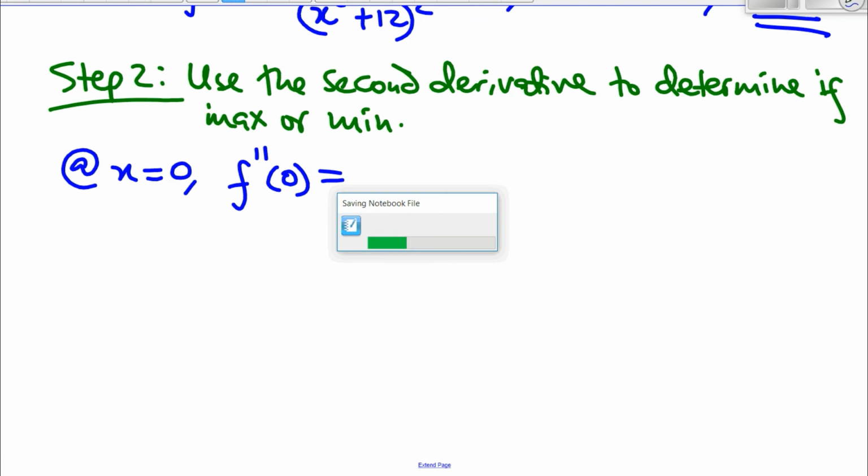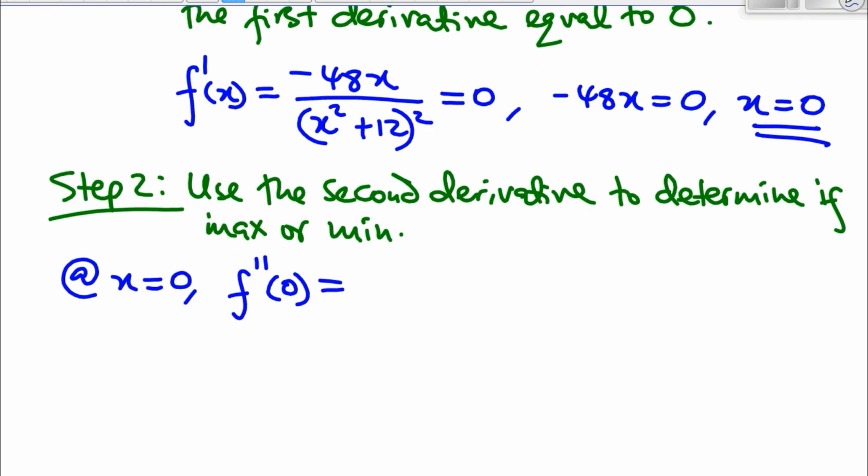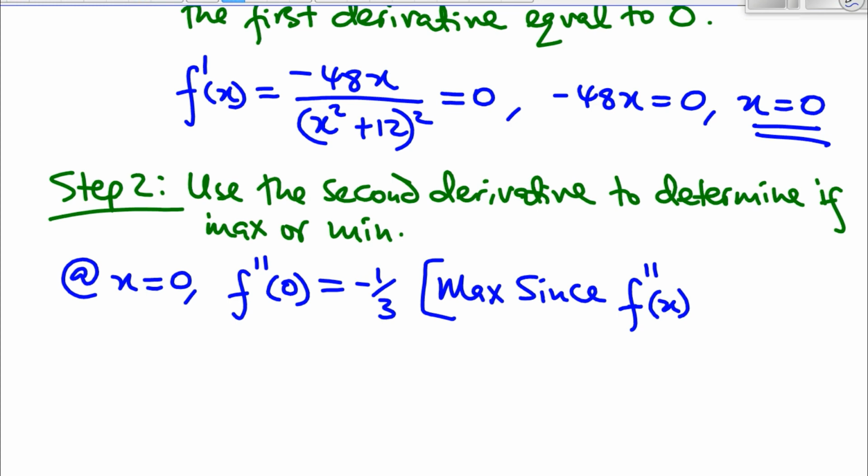So you can just do that. Take it, plug it into the second derivative. You have the second derivative here in the question. Fortunately, you don't have to work it out. You just plug it in there. And what you end up with is negative a third. And this is a maximum. And that's why we need the second derivative test. Okay, it tells us if maximum or minimum. So it's a maximum since the second derivative is less than 0. Remember, it's opposite of what you expect.